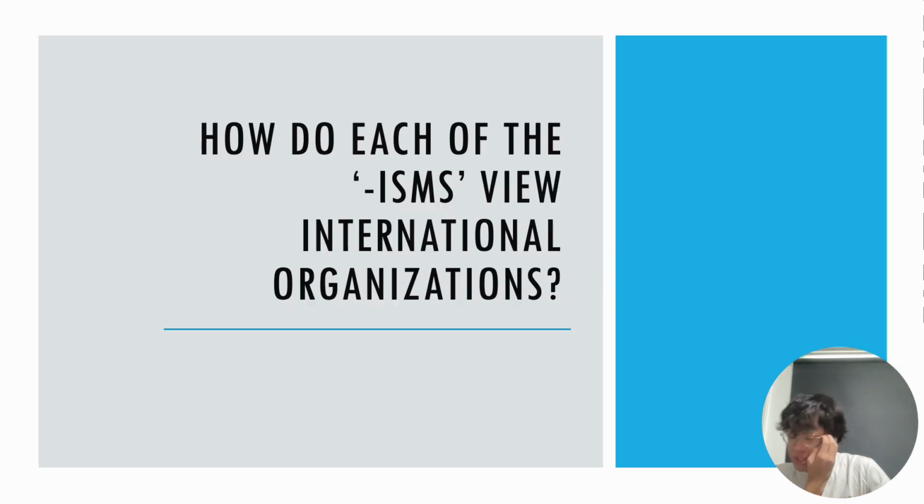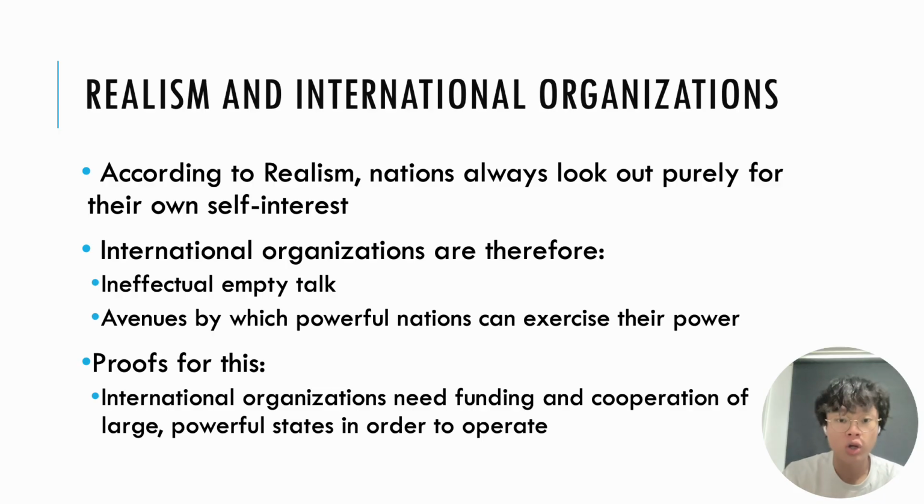So how do each of the isms view international organizations? According to realism, nations act purely out of self-interest, and therefore international organizations are just instances of empty talk. They can issue proclamations and they don't really mean anything. Remember the realist view of the war of all against all. Imagine during this war, someone says, "By the way, we condemn the way you're bombing this other country."